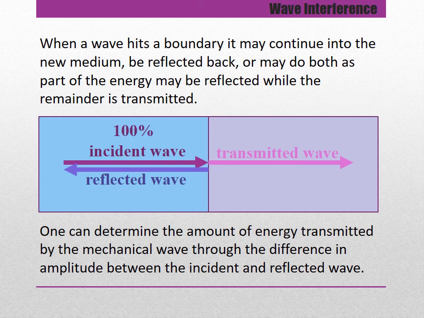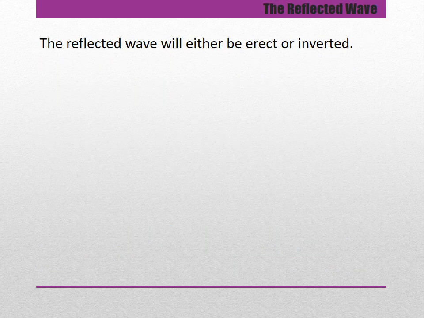When the wave is coming in, 100% of its energy will hit the boundary. If we note that 40% has been reflected back, it can be concluded that 60% must have been transmitted into the new medium. The reflected wave will either be erect or inverted.